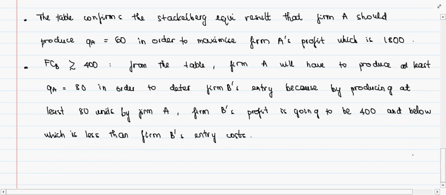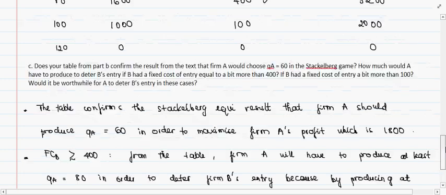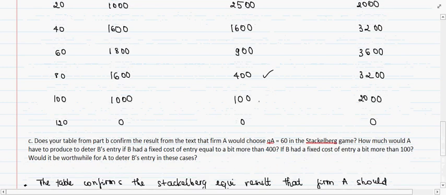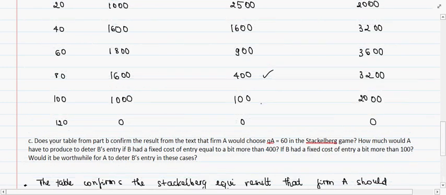Now, the question asks: if the entry cost is just a little bit over 100, how much would firm A have to produce to deter firm B's entry? If the fixed cost for firm B is just a little bit over 100, as you can see from the table, then firm A will have to produce at least 100 units of output in order to deter firm B's entry.